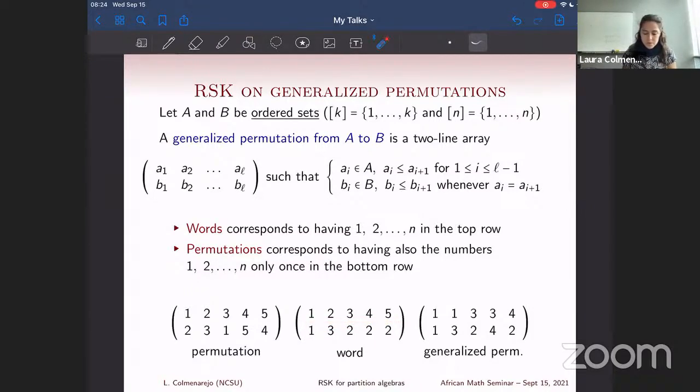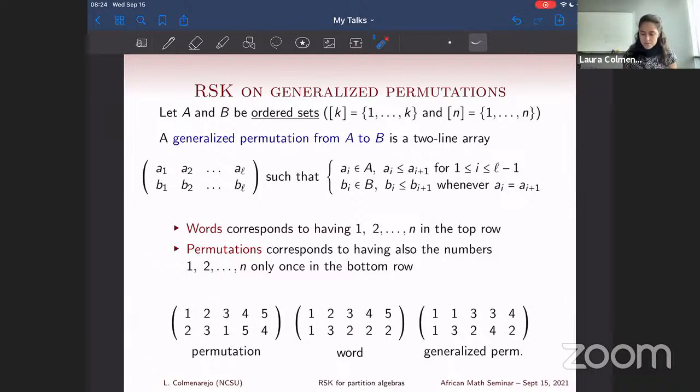So you see the difference between permutations and words is that the top row is the same, but now in the bottom row here, I have all the numbers, and here I'm allowing repetitions. And what I'm saying is that you see that I have 3, 4, 5 here, and all of them have 2. Now we go to generalized permutations.